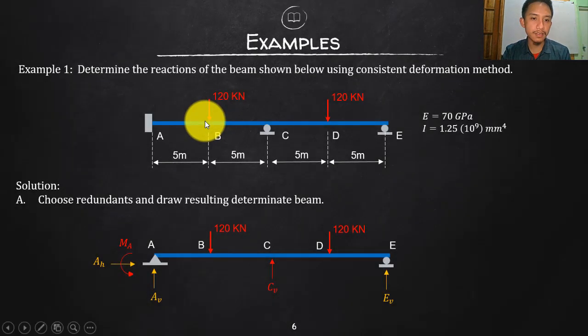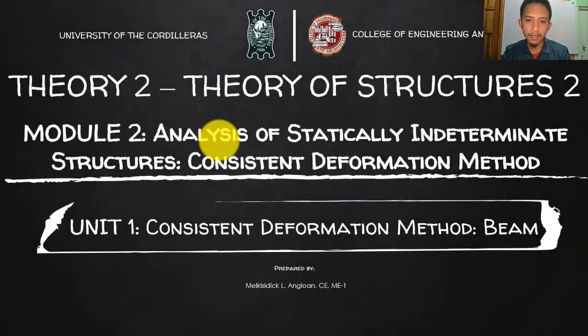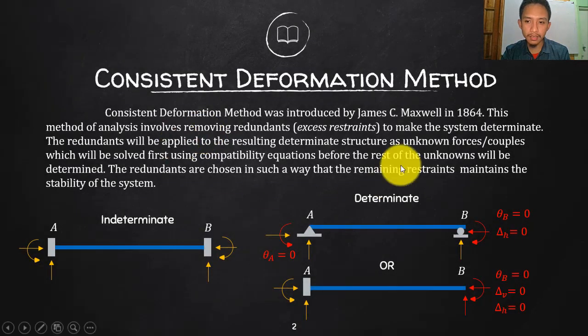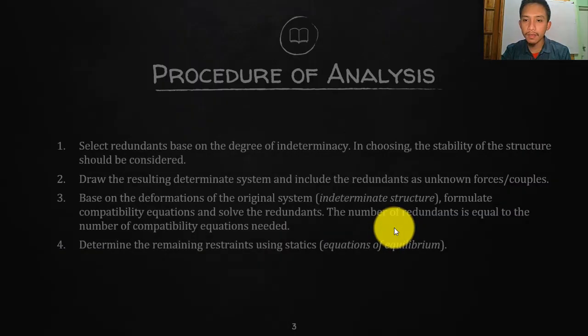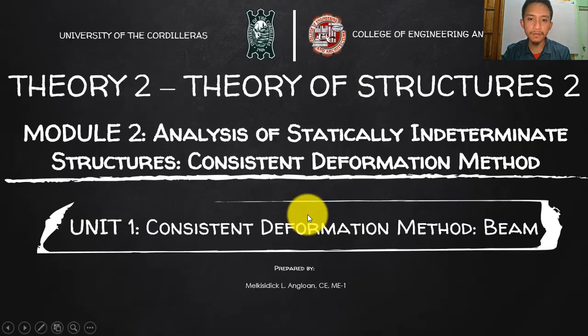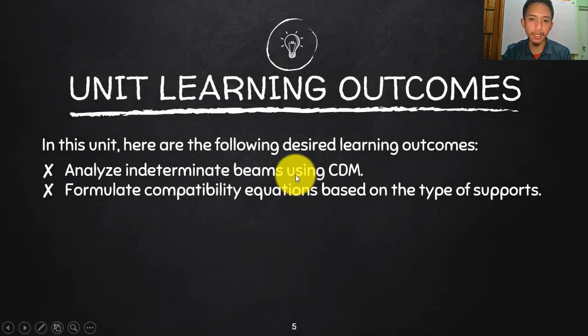So first, as I have said, you need to know the original situation. If that is originally fixed, then at that point the rotation should be zero, isn't it? If you try to recall your deflections and your rotations in your deformation of beams or structures, that is what we will be using to create your compatibility equation.